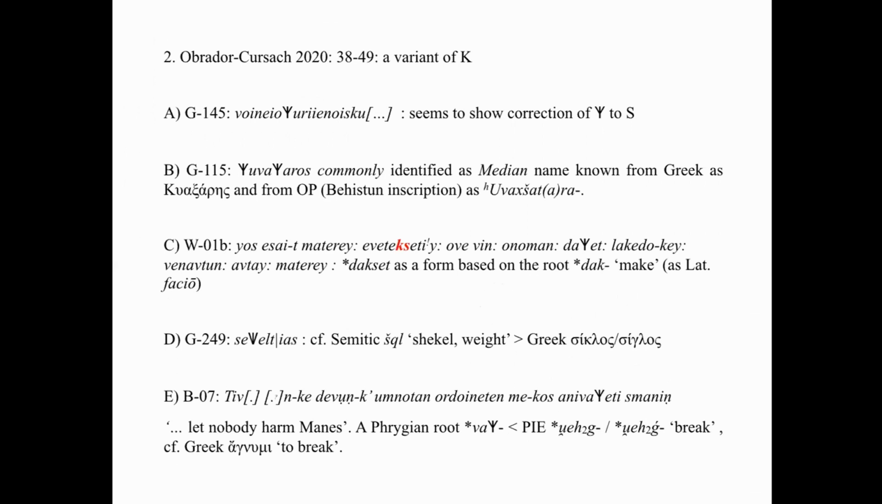Obrador Corsac was also able to use another inscription, which is much more pertinent. This is also a quite recently discovered inscription from Bithynia. The letter is found there at the end, in what looks like a verb.